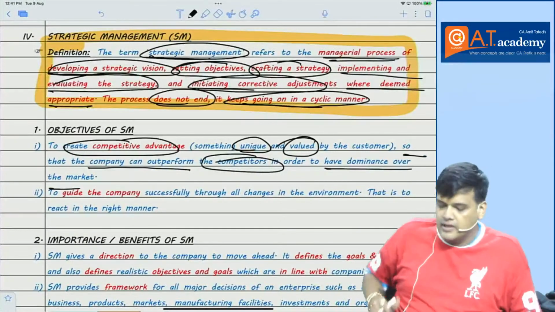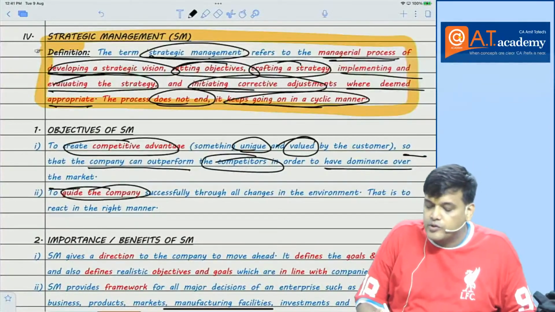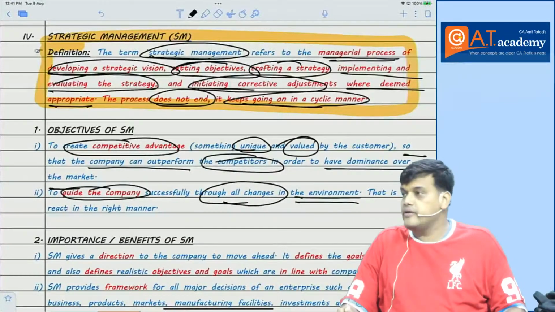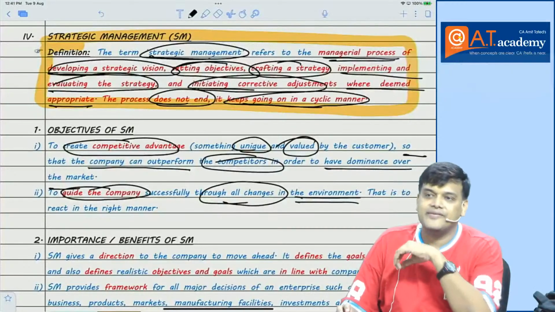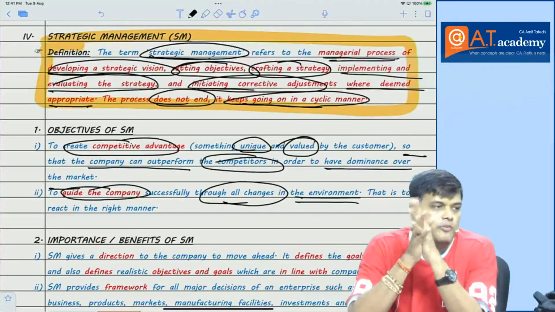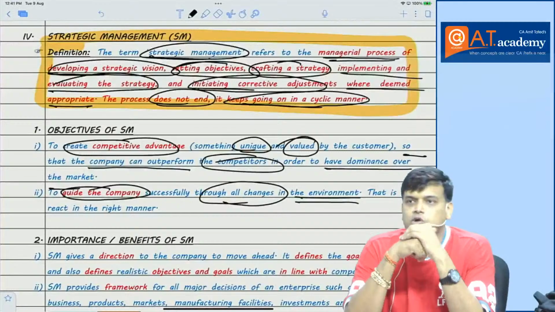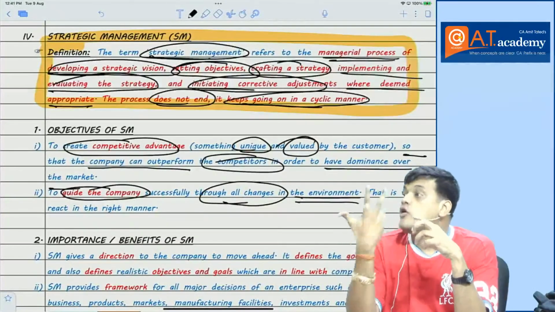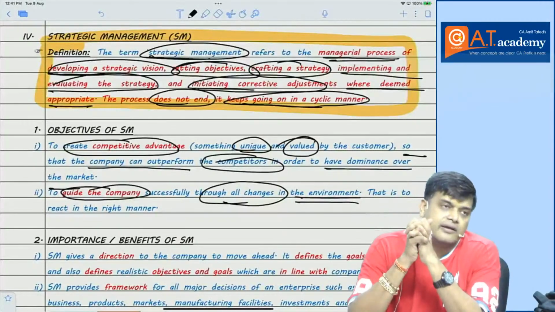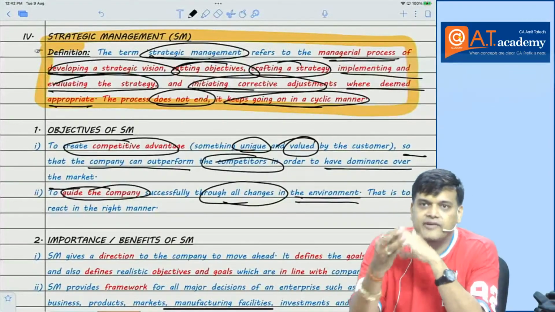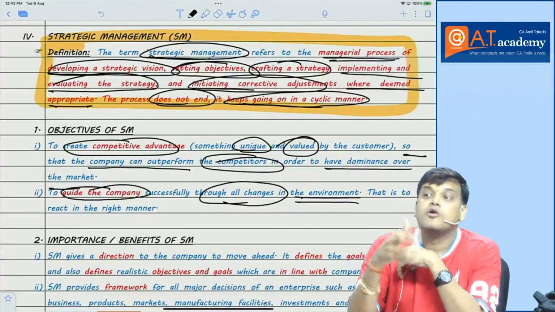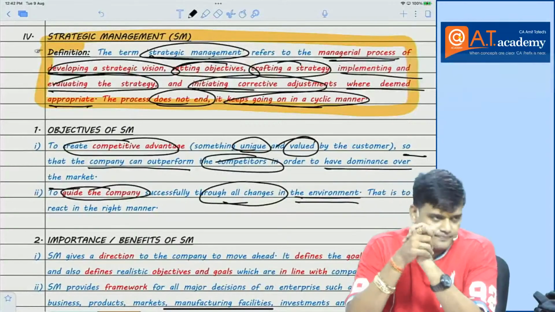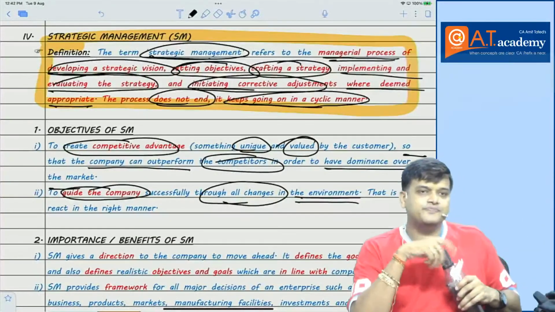First point, everybody clear? The second point, to guide the company through what? Changes in the environment. Yani you should react in the right manner. That's it. So how many objectives of SM are there? What are the two objectives of SM? Create competitive advantage, I will say it in one word only. Create competitive advantage. And second, guide the company in changes. Once again, how is competitive advantage achieved? Core competency, which is unique, but it should also be valued. Valued also. Clear?